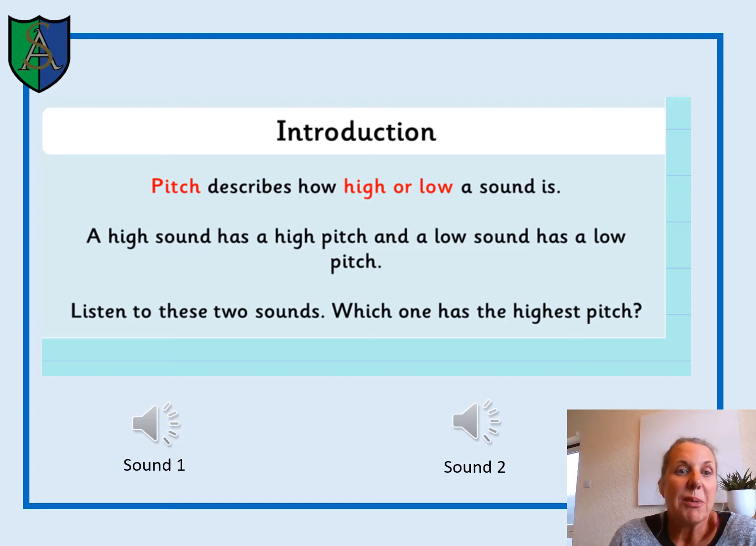So today we're going to talk about pitch, and pitch describes how high or low a sound is. A high sound has a high pitch and a low sound has a low pitch. So I want you to pause the video again now, listen to these two sounds and try and make your mind up which one you think is low and which one you think is high.